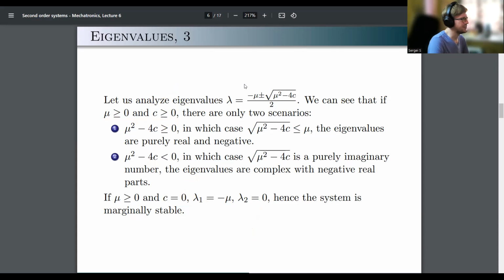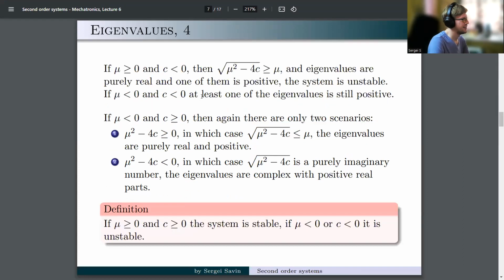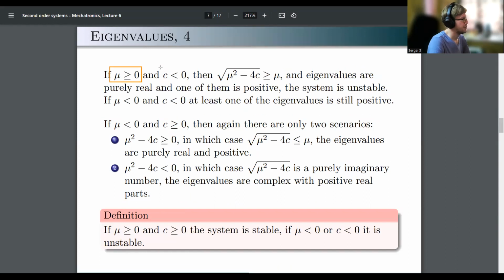Let's move on to the next stage. Now, let us consider a situation where mu is positive and C is negative. So this is the one which I remember when I was talking at the beginning, I did not feel comfortable telling you the answer. Now we will be able to see the answer. I don't have it memorized. So it's nicer for those cases to look at the mathematics of eigenvalues directly.